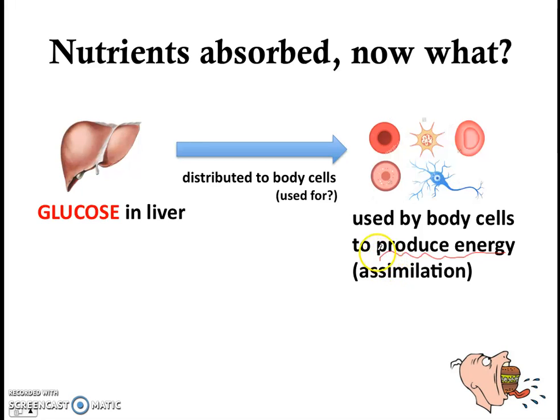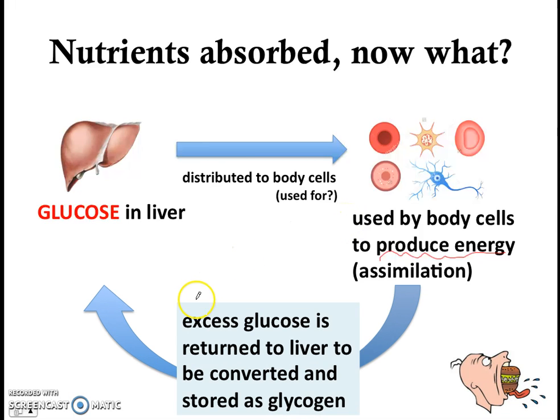Now, not all the glucose is used up, right? Some is used up, but there is some excess glucose as well. And this excess glucose is returned to the liver, and it is stored there. It is converted to glycogen and stored in the liver as glycogen, which, if you remember, is made up of many units of glucose and is branched. Alright, hopefully you remember that point.